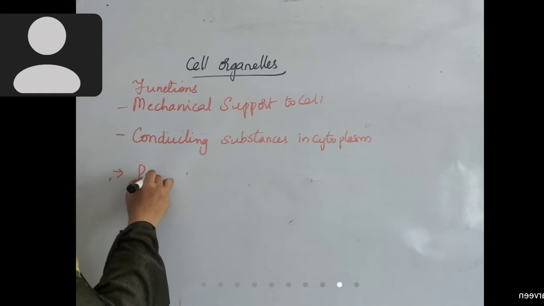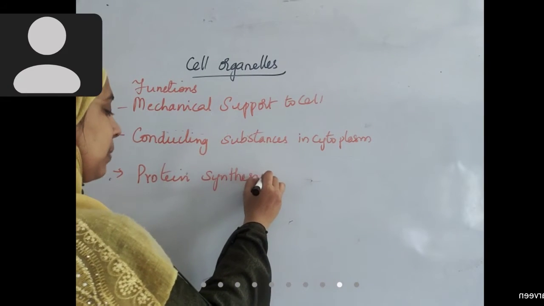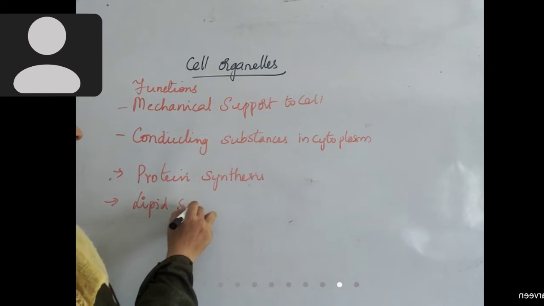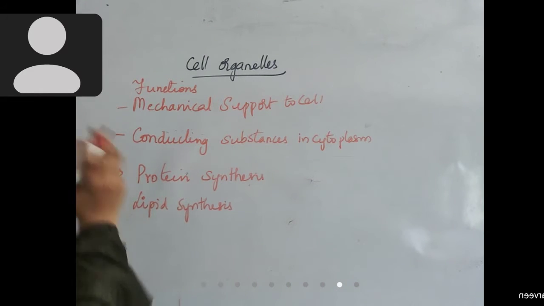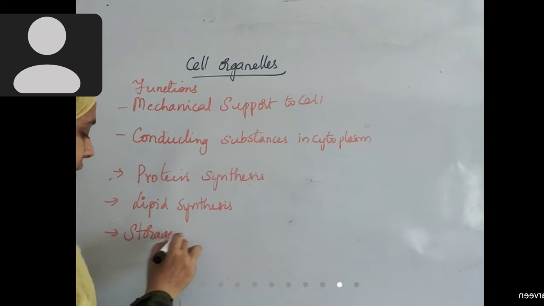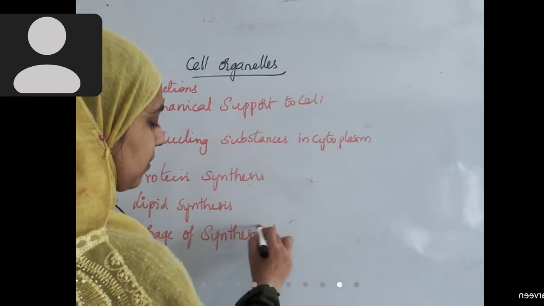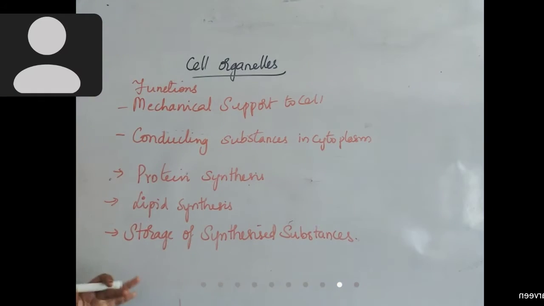It helps in protein synthesis. Smooth endoplasmic reticulum helps in lipid synthesis. Rough endoplasmic reticulum helps in protein synthesis. Not only synthesis, it helps in storage also. Those substances which are produced in the endoplasmic reticulum are stored for some time. Storage of synthesized substances also occurs in the endoplasmic reticulum. Very simple, nothing complex about it. Very simple structures, very simple to understand also.